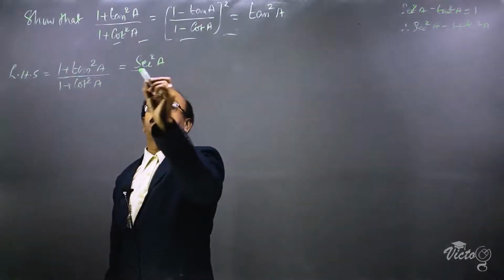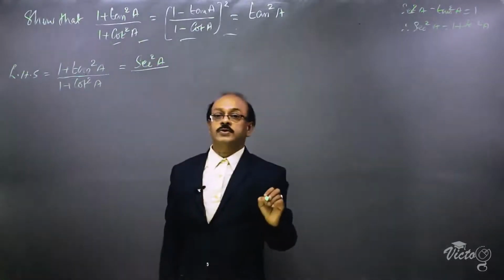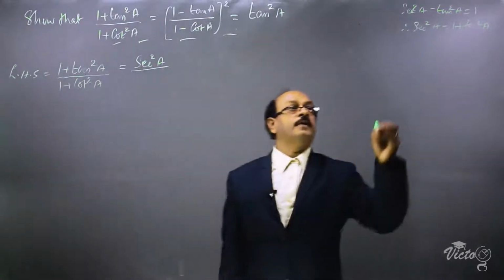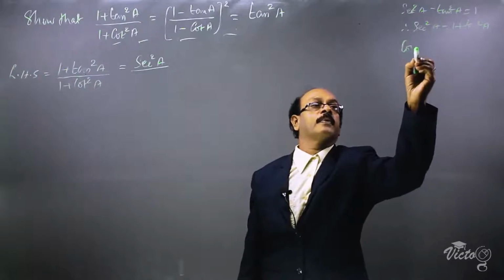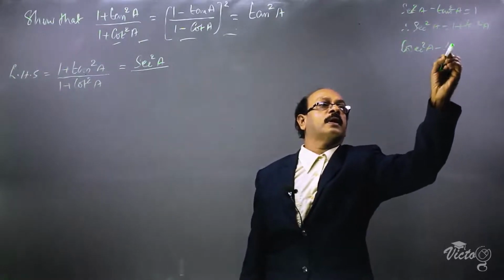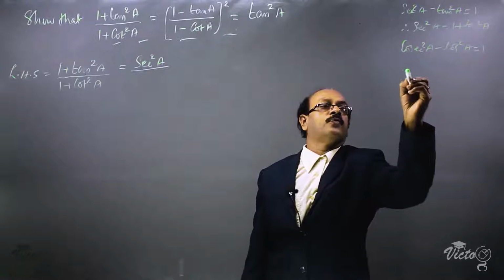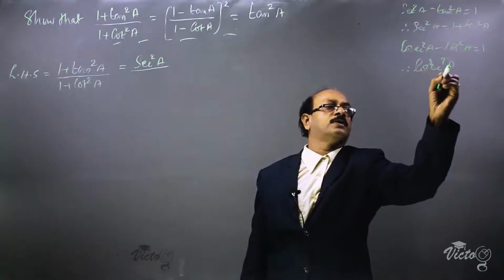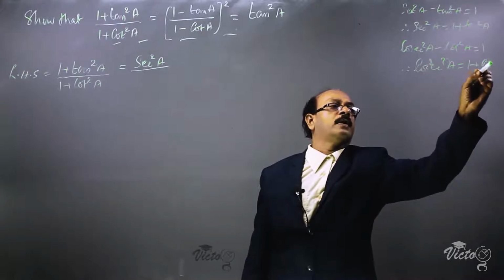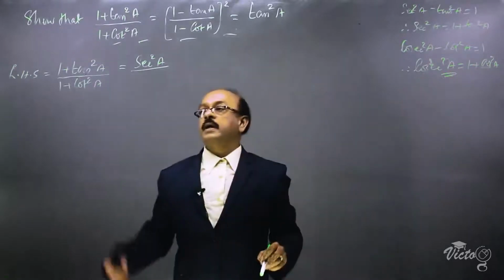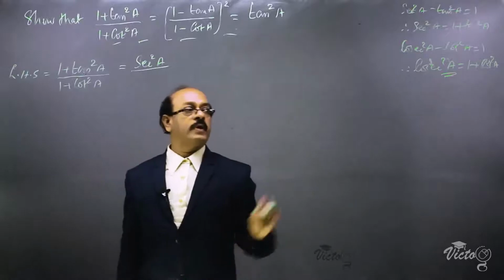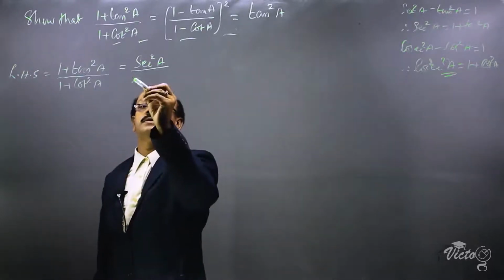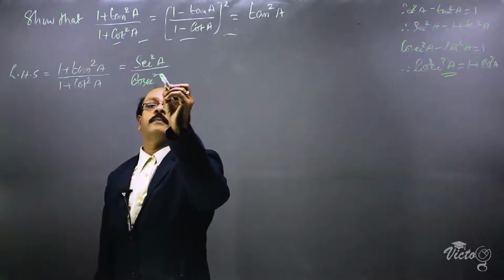Sec square A divided by 1 plus cot square A. What is the value of 1 plus cot square A? For that, remember the identity: cosec square A minus cot square A is equal to 1. Therefore, cosec square A is equal to 1 plus cot square A. So, instead of 1 plus cot square A, we can write cosec square A.